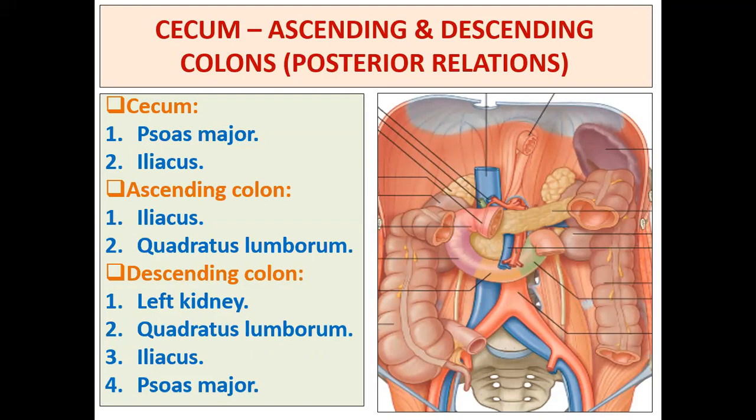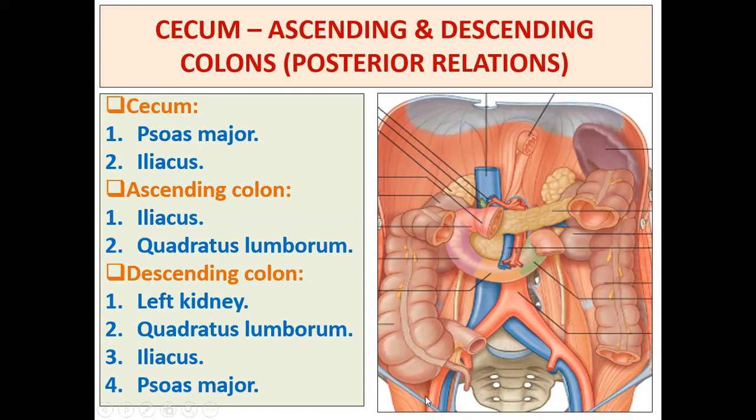Now coming to the posterior relations of the cecum, ascending colon, and descending colon. Here is the cecum, as you know. This is the ascending colon, and the descending colon is here. The transverse colon has a mesentery, so it will be easily moving up and down. So we cannot exactly locate its posterior relation, but the ascending colon and descending colon are fixed, so we know the relations.